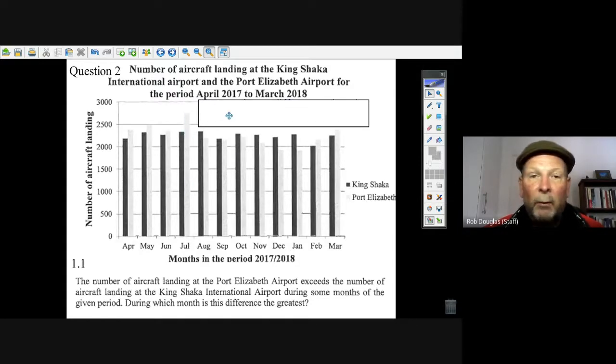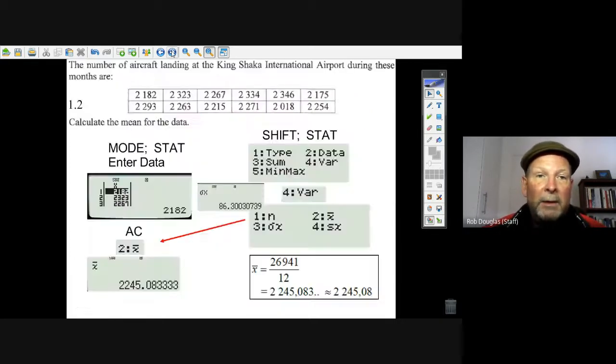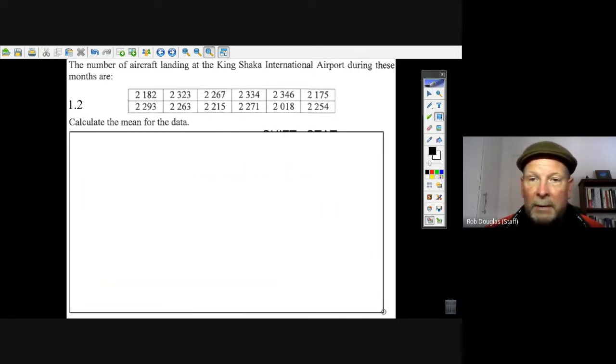And you just have to read it carefully. So the biggest difference is when the gray is above the black, when Port Elizabeth is bigger than King Shaka, and the biggest difference is clearly right here in July. And all I had to do was take a close look at the graph, and that's it. Okay, let's look at the second question. The second question works like this. I'm going to cover all this up for a second.